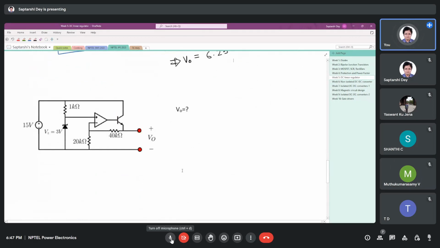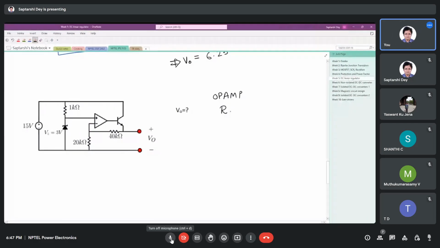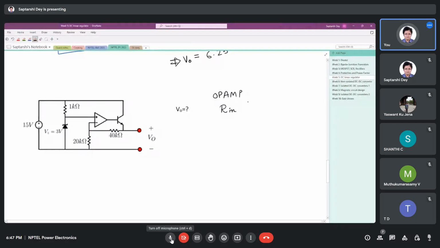Okay, this circuit is given. The question is, we have to find out VI. See, there is an op-amp here, and this op-amp has a feedback. So we know that for an op-amp, the input impedance is very high, tends to infinity, and output impedance is 0.